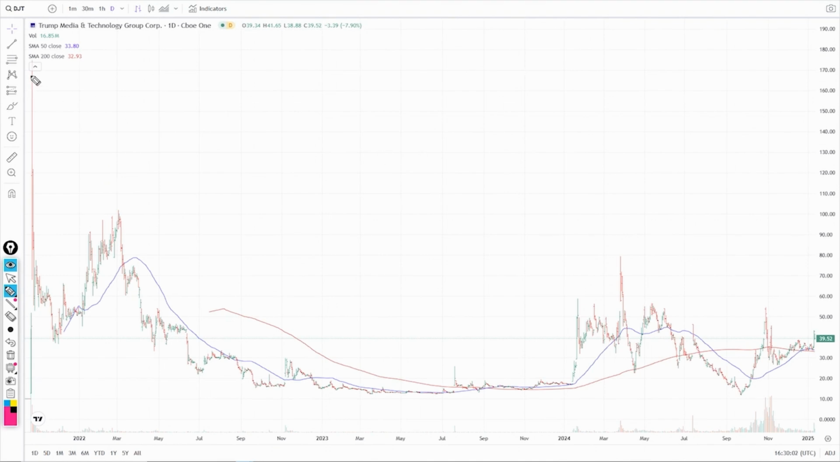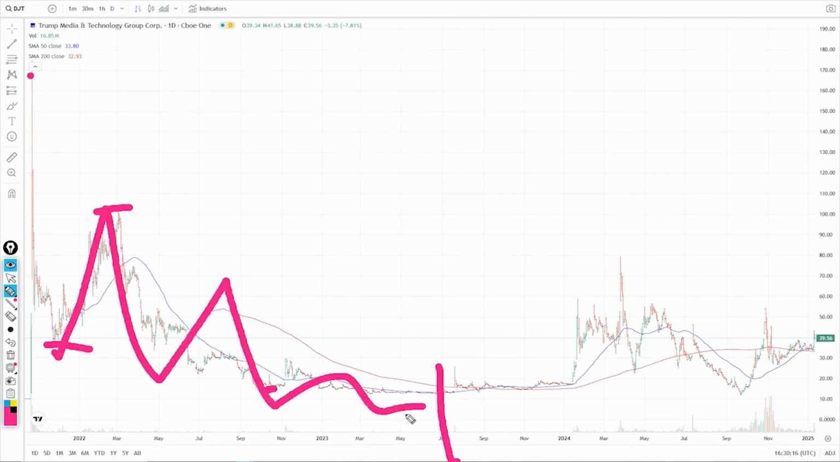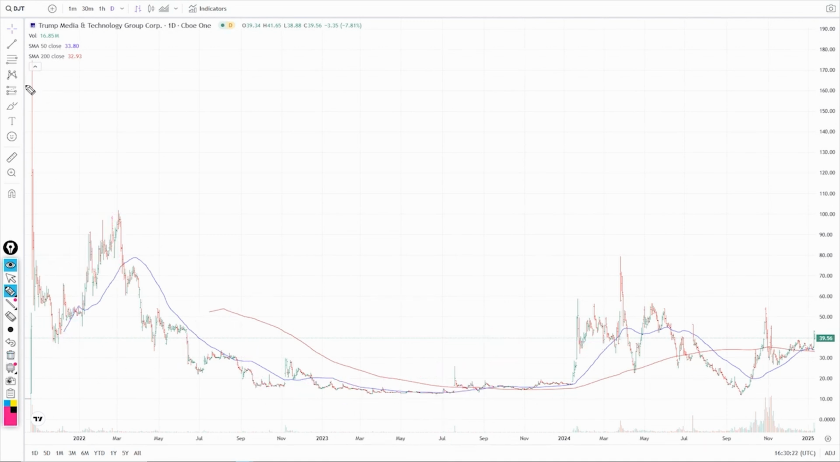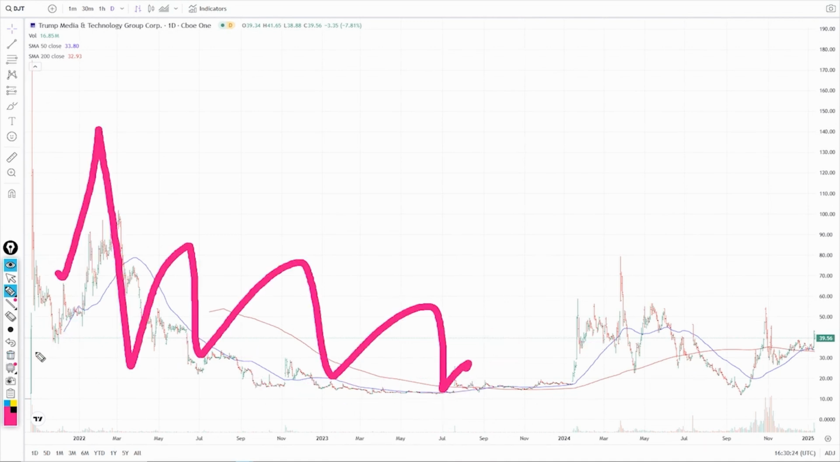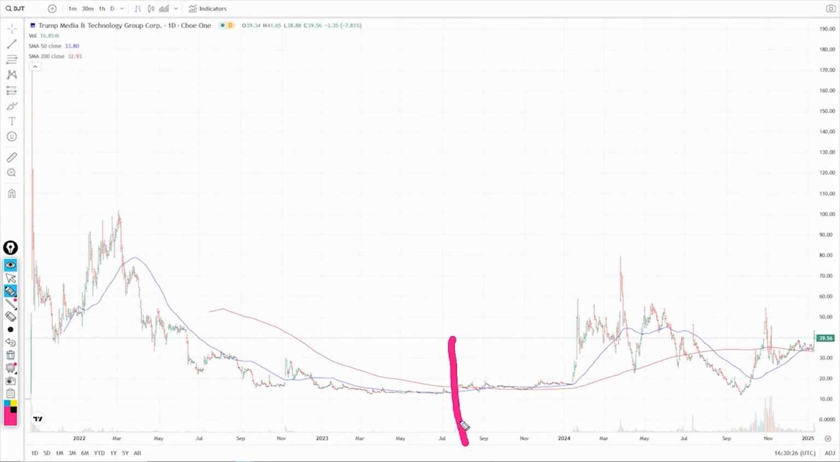One thing I do want to touch on, this was like a SPAC, right? And then wound up changing into this Trump Media and Technology Group. So whenever you see those wild moves in these charts, and then they evolve into the company that they are, I don't really want to focus too much on the craziness before. I want to focus on the craziness since.